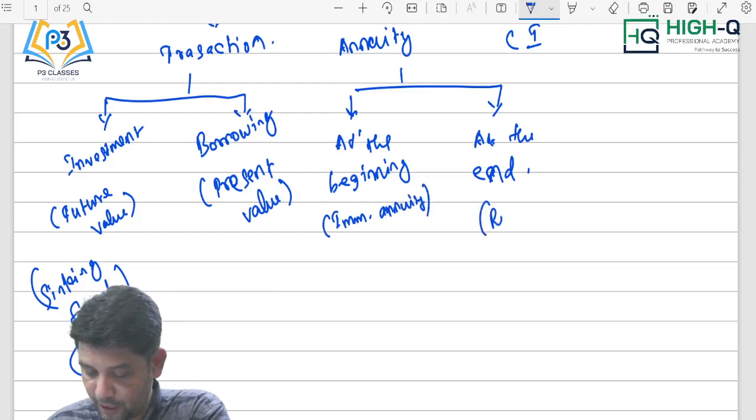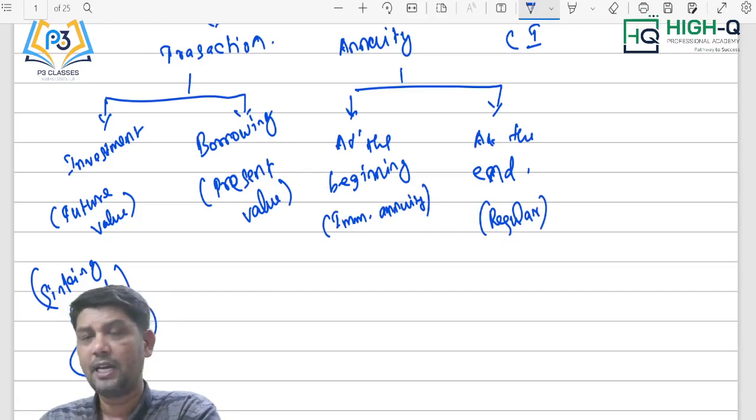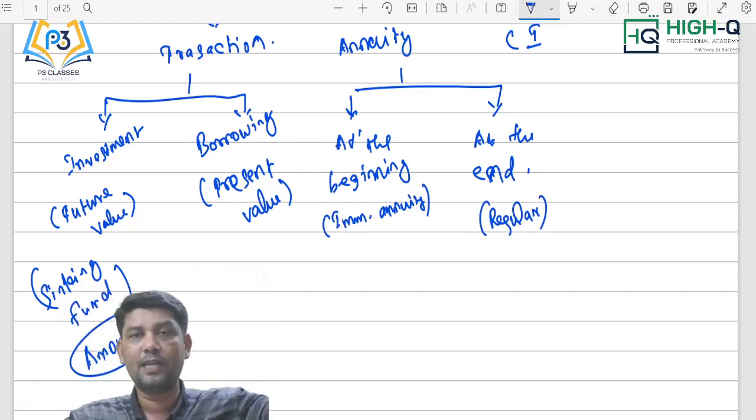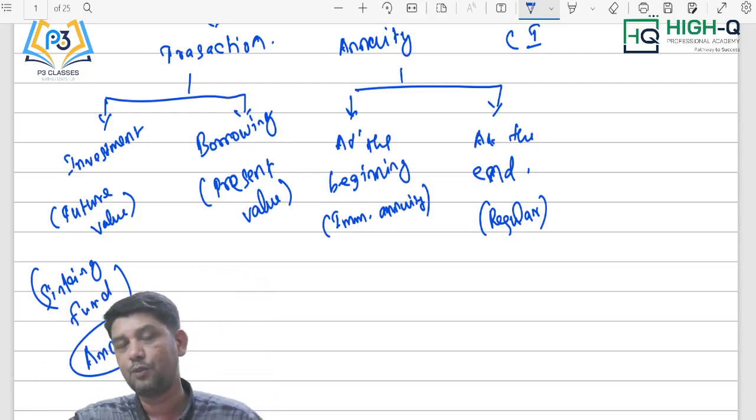And this is regular annuity. Sir, sometimes I have noticed, sir, in that annuity, they have not mentioned whether I am paying the annuity in the beginning or at the end, sir. In that case, what to be done, sir?